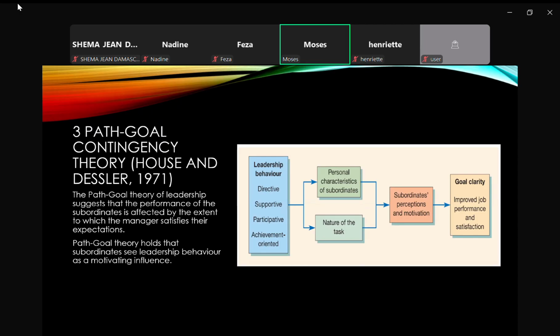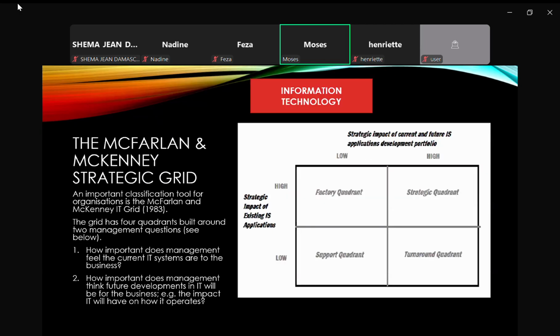Number 3 is the path goal contingency theory. The path goal contingency theory is a leadership model which suggests that people believe that the role of the leader is to motivate employees, to motivate staff. That people's output will always be based on the leader's ability to motivate them. That is the path goal contingency theory. I've never seen a question on this, by the way.